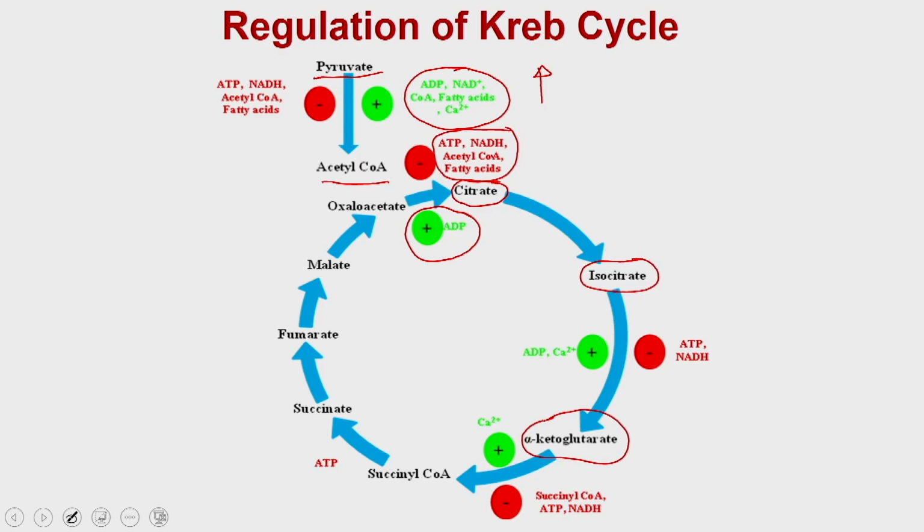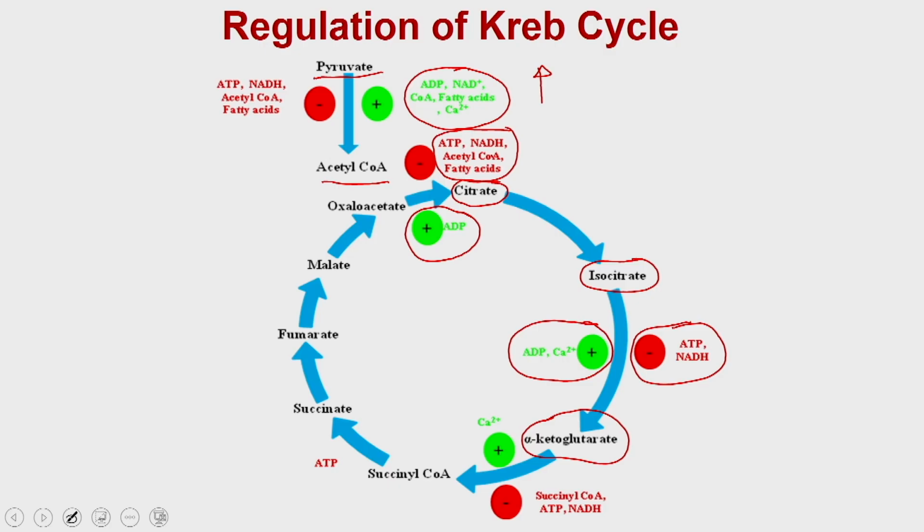At that time, ADP and calcium are going to be the positive modulators, they will enhance the activity, whereas ATP and NADH are going to inhibit these activities. The same is true for the other steps as well.